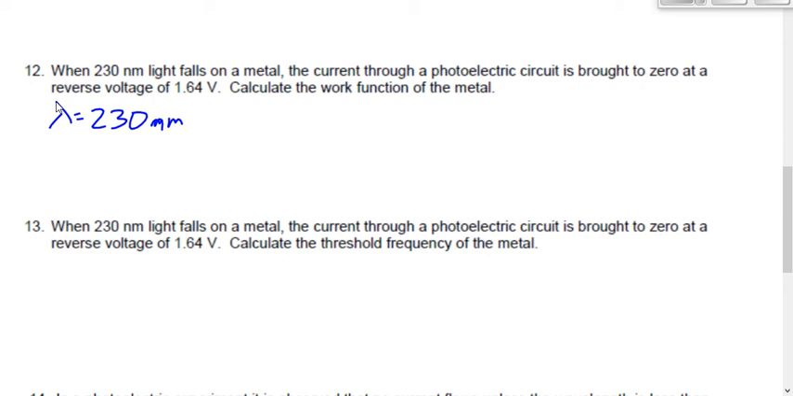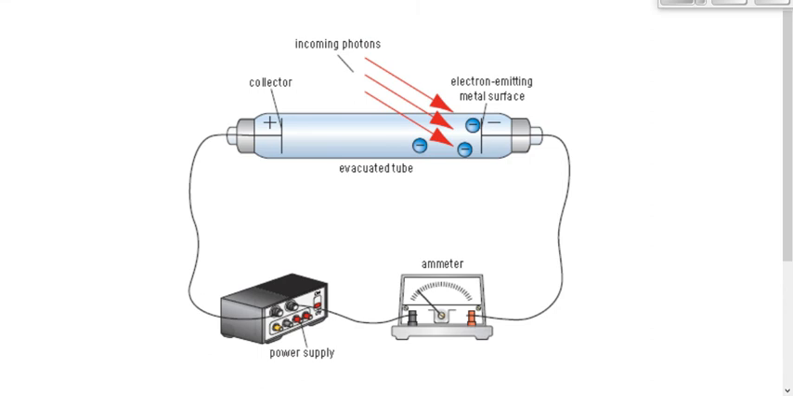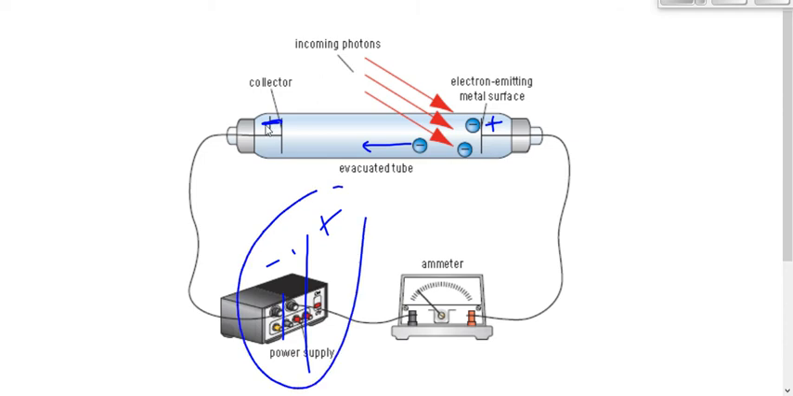Do you guys remember the picture that I showed you yesterday? Remember when we reversed this so that we had a negative terminal here and a positive terminal here? That would make this terminal negative and this terminal positive. You remember when those electrons were ejected? These electrons would be repelled by this negative terminal over here. And if we applied a big enough potential difference, then we could stop those electrons.